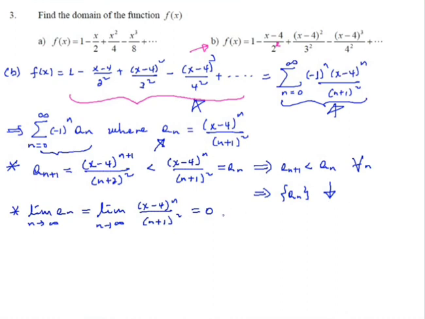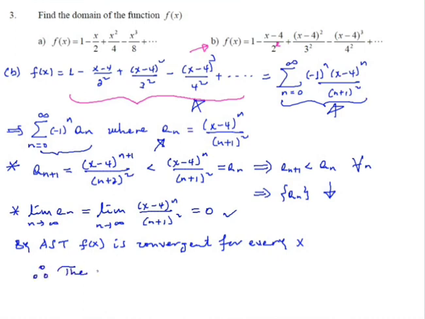ሁለቱም ኮንዲሽን ስለሚያሟላ by alternating series test the given function is convergent. F of x is convergent for every x. So if it is convergent for every x, the domain is real number እንላለን። Therefore the domain of this function is real number.